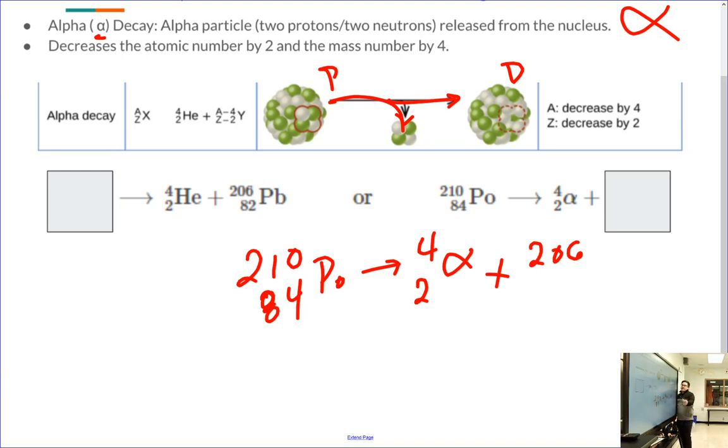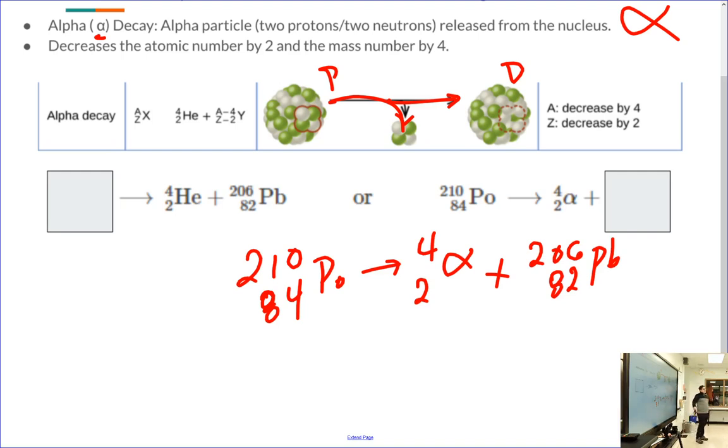All right, Evan, how many on the bottom part? 84. Kick 2 protons out. How many protons do we have? 82. What element has 82 protons? Every day you're going to need that periodic table out. 82. Yep, what element has 82? Lead. What's the atomic symbol for lead? PB. All right.